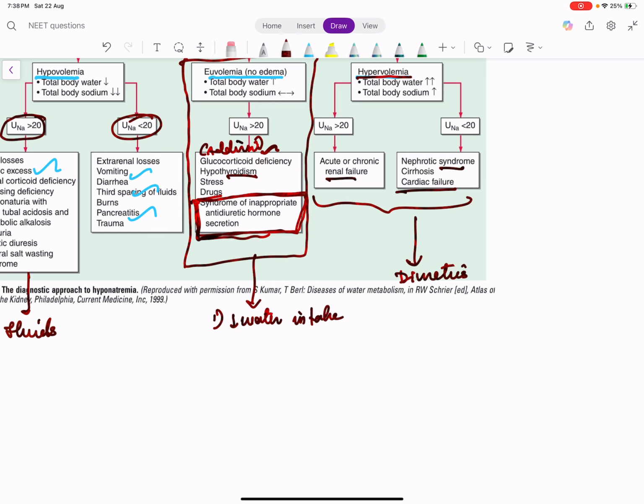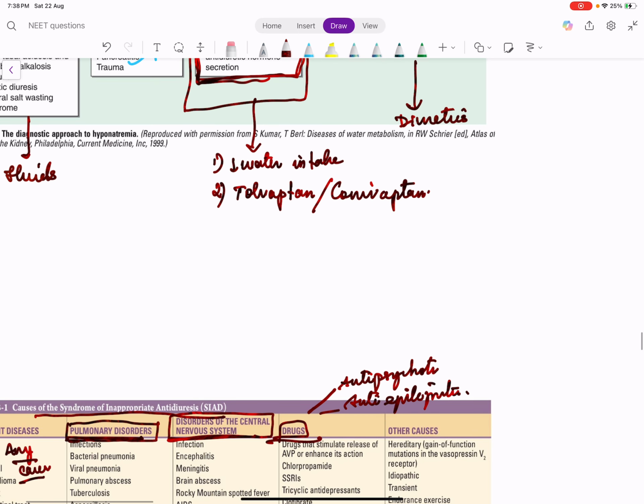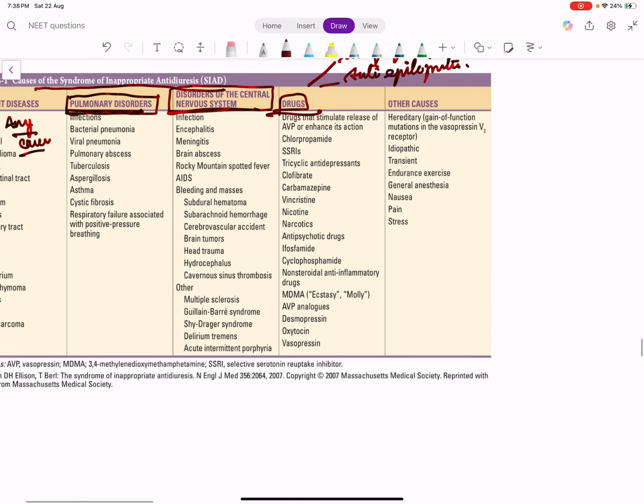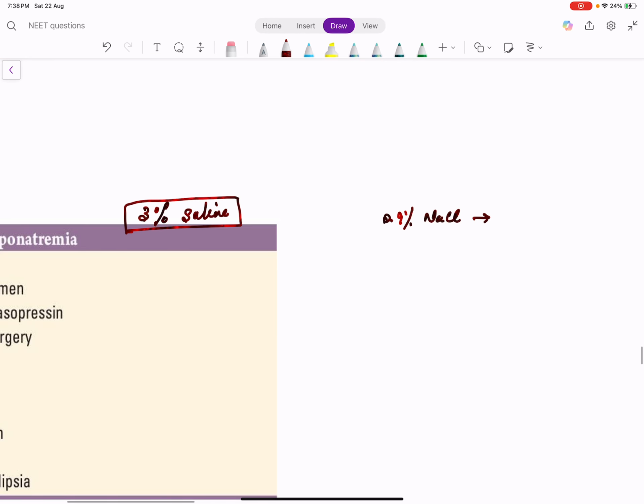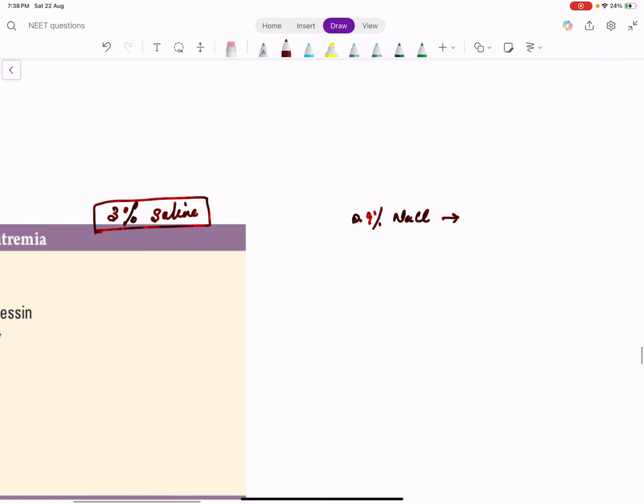So reduce water intake. If it still doesn't correct, we have to give tolvaptan, or we have other vaptans, like conivaptan. These are ADH receptor antagonists. Remember, tolvaptan is the drug of choice for autosomal dominant polycystic kidney disease. Tolvaptan can also be used in SIADH. But what is the fluid choice now? Because we usually discuss 2 fluids.